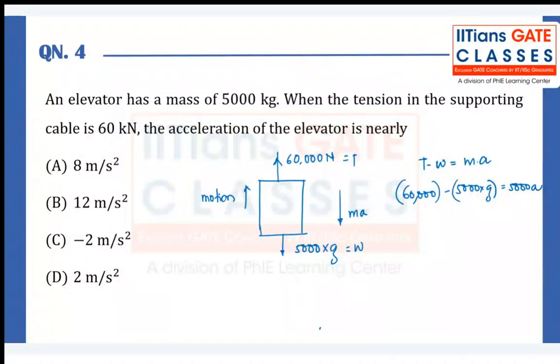And if we solve it, if we assume roughly around g as 10, 60 minus 50 is 10,000. 10,000 divided by 5,000 is 2. So acceleration will be 2 meter per second square. So the answer is option D in this case.